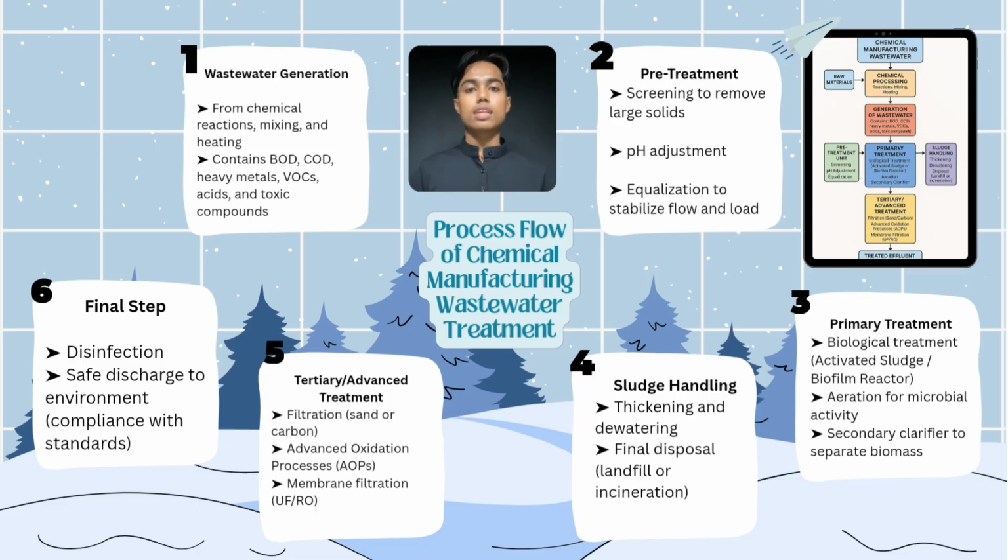The resulting sludge is sent to a sludge handling unit for thickening and dewatering, then disposed of by landfilling or incineration. After that, advanced treatment follows. This involves sand or carbon filtration, advanced oxidation process, and membrane technologies like ultrafiltration or reverse osmosis to eliminate remaining pollutants. Finally, the treated water is disinfected and safely discharged, meeting environmental regulations to protect public health and ecosystems.